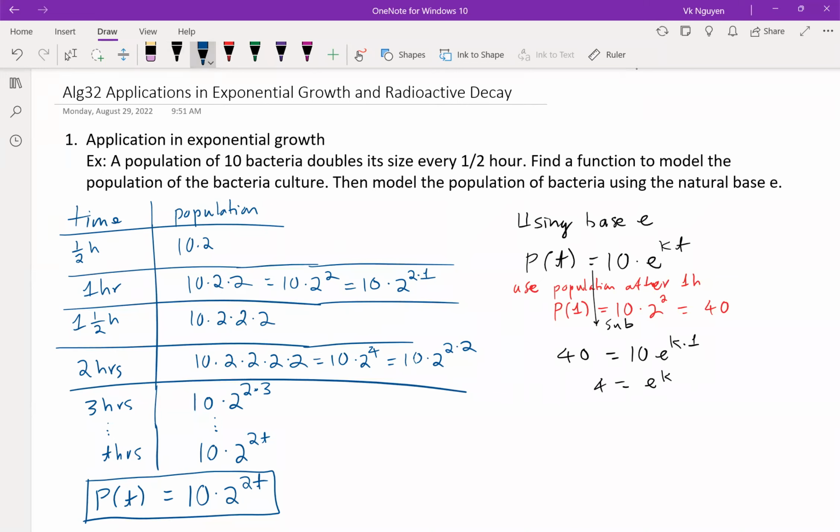And then ta-da! We can get rid of e by taking ln on both sides. We have k equal ln 4. ln 4, punch it in the calculator, is 1.3863. So the model using base e is going to be P(t) equal to 10 e to the 1.3863 t.